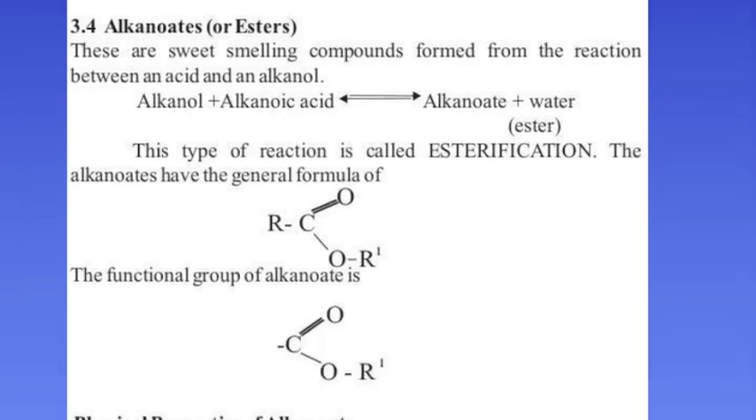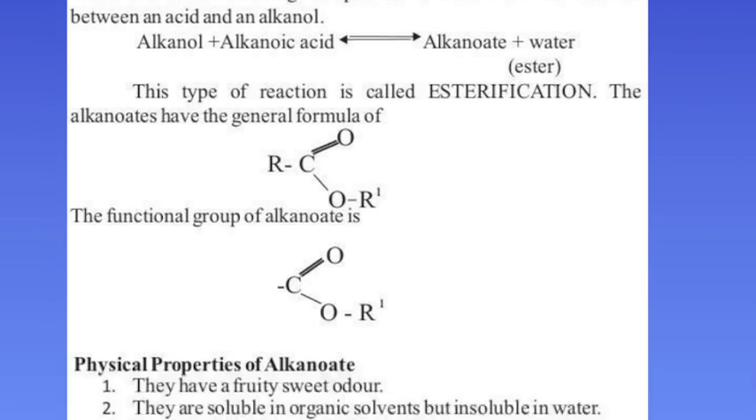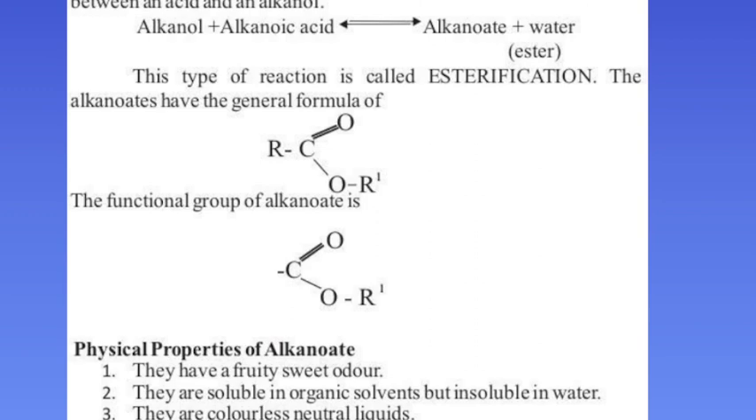We now talk about alkanoates, which are derivatives of alkanoic acid. Alkanoates are basically compounds formed after an alkanoic acid reacts with an alkanol, and the process of forming this compound is known as esterification. The functional group of an alkanoate is what we refer to as the carboxylate. So instead of having COOH, we have COO and an alkyl group, and that is basically the functional group of your alkanoate.